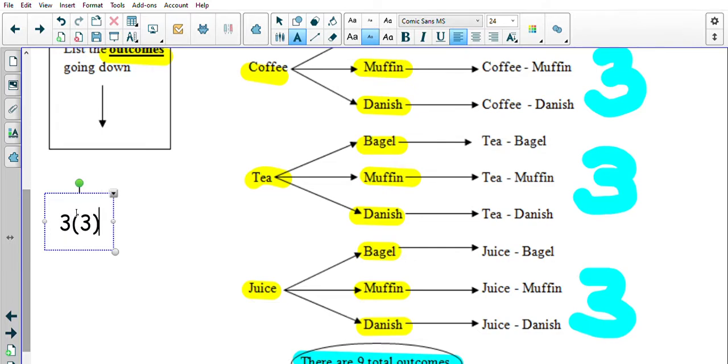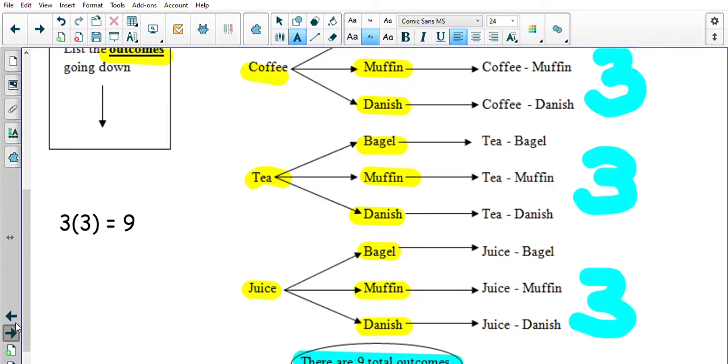And if I take, I'm going to use parentheses for multiplication, if I take 3 times 3, that gets me 9 possible outcomes as well. Now that's not useful if it says list all the outcomes because you still need to list them, although it does give us an idea of how many possible outcomes we will have. So let's look at another example.